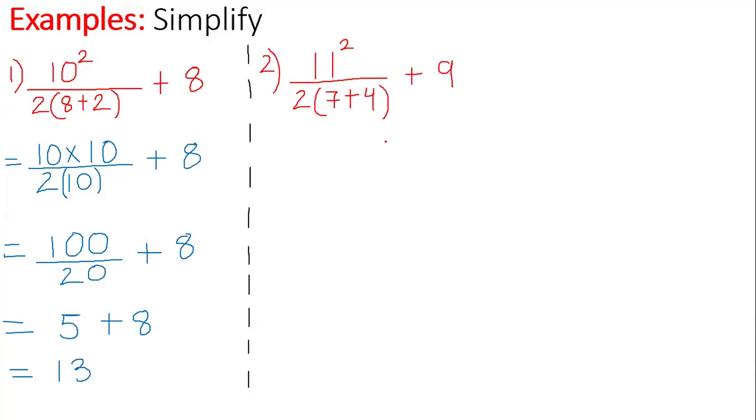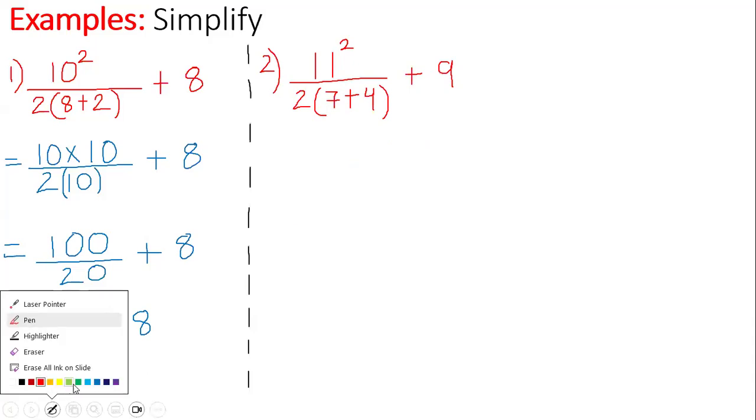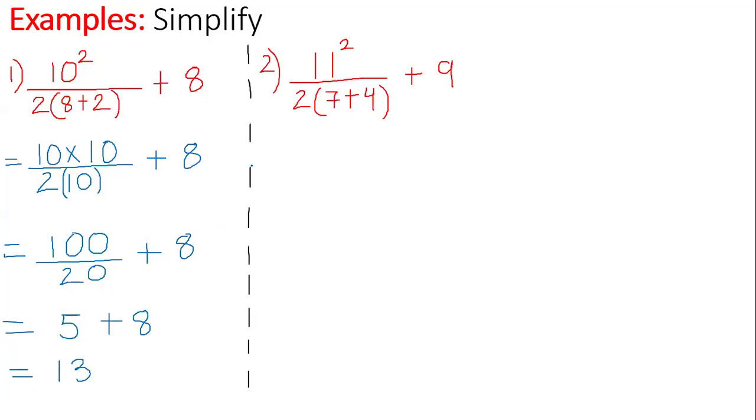If you think you already know how to do this, but for the rest of us, let's go ahead and do it. What's the first thing we're going to do? The bracket, the 7 and the 4. 7 plus 4. Very good. What is 7 plus 4? 11.